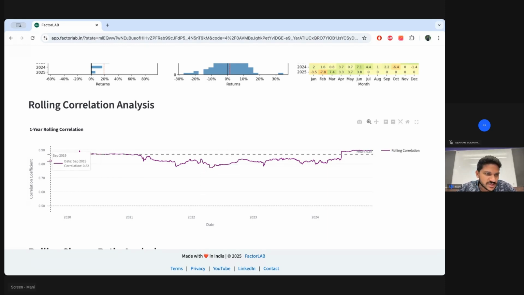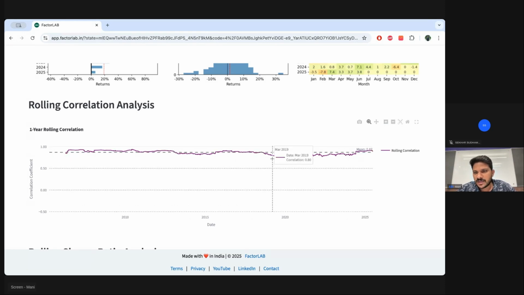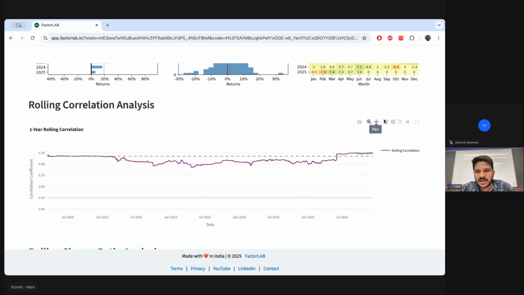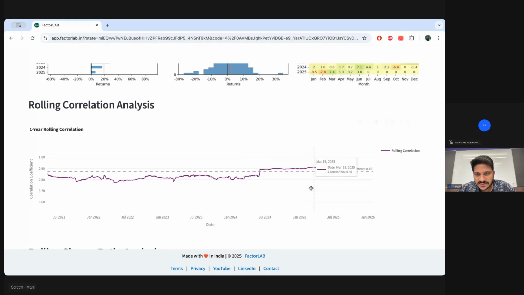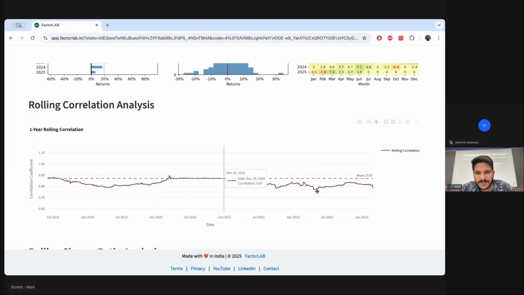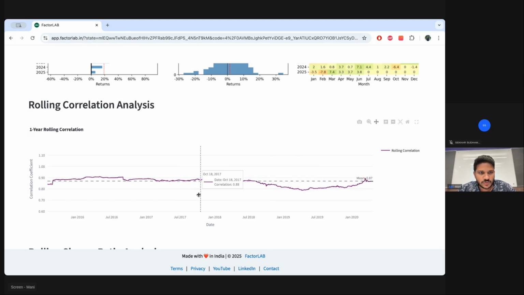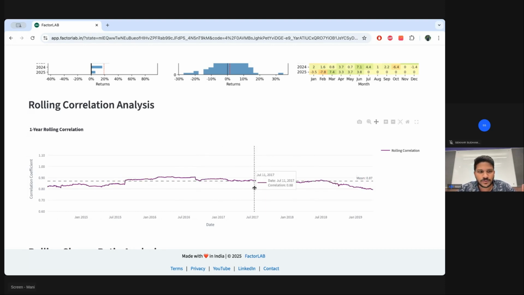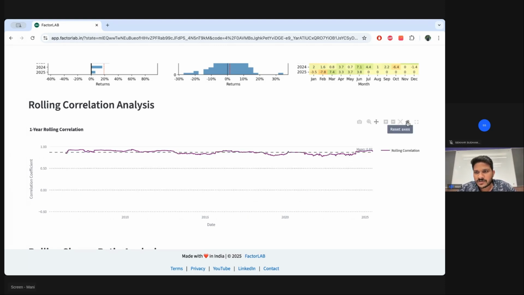So you can now actually see clearly the fluctuations in the 1 year rolling correlation. And if you want to get back, you can just click on auto scale and it takes you back to the original screen. Then there are a few more options. Let's say you zoom in to this and you want to further see what's happening in the next months. You can use this pan button to scroll and see for different periods how the rolling correlation was, and click on auto scale to get back.